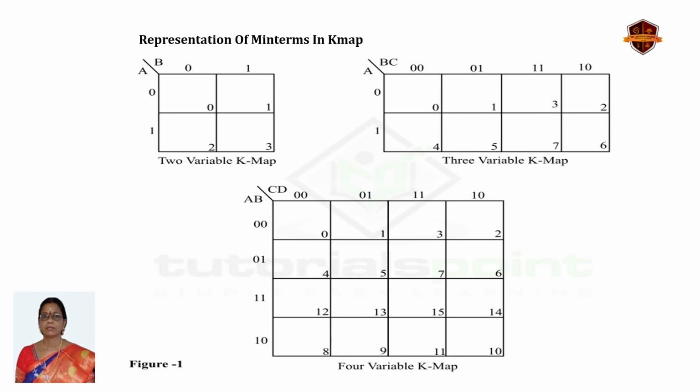In total you have 16 squares, which correspond to 16 minterms ranging from 0, 1, 2, 3 and so on up to 15. So successively you have 0, 1, then 3 in the middle and 2 on the corner position. Then the second row is 4, 5, then 7 in the middle and 6 on the corner. And coming to the third row, 12, 13, 15 and 14. The last row is 8, 9, 11 and 10. This corresponds to the minterms of your 4 variable K-map.